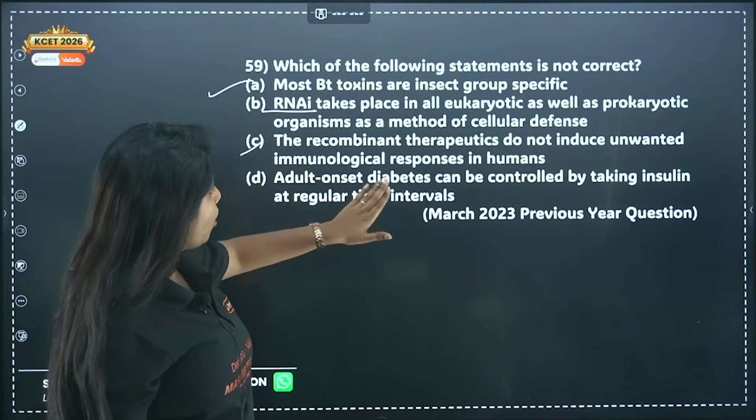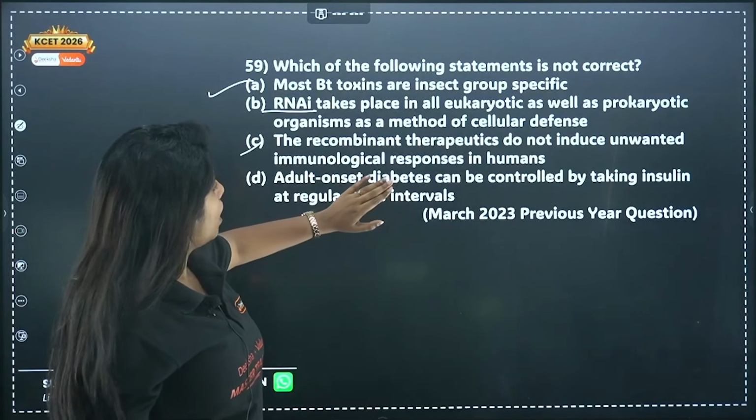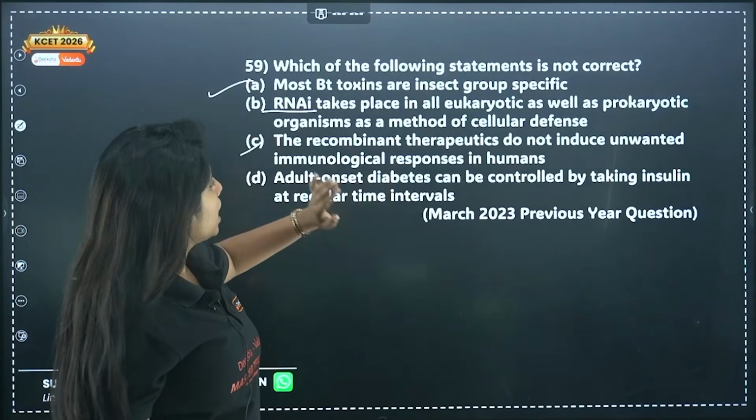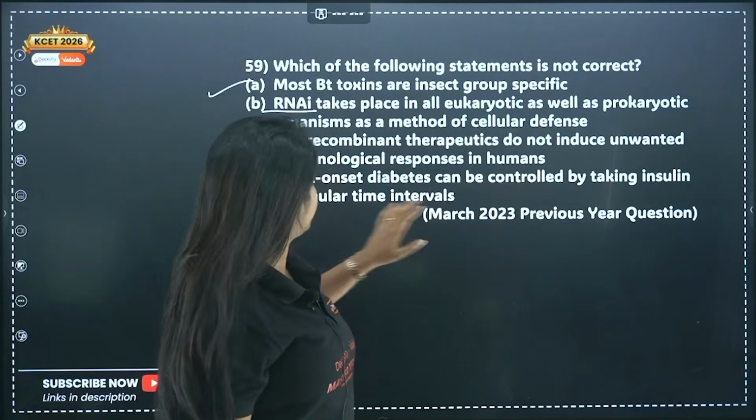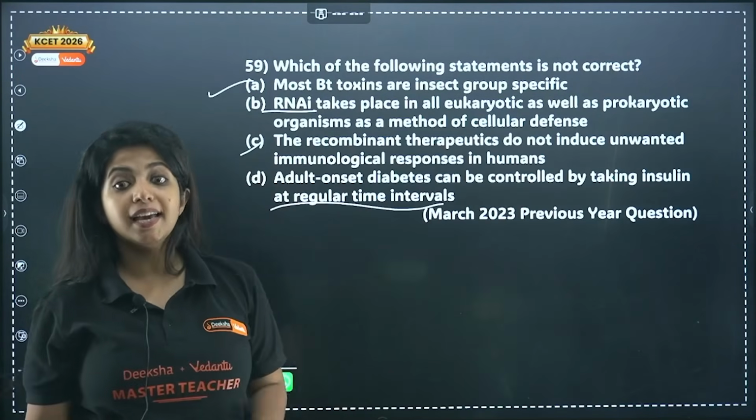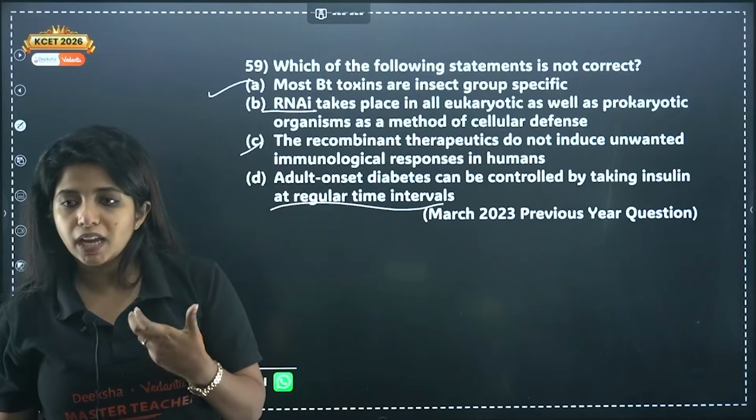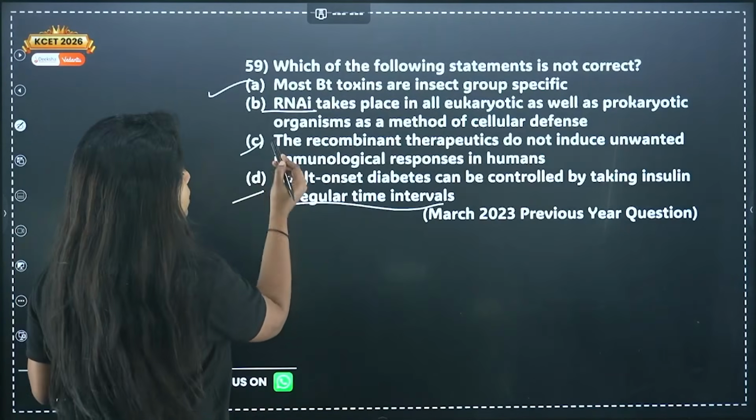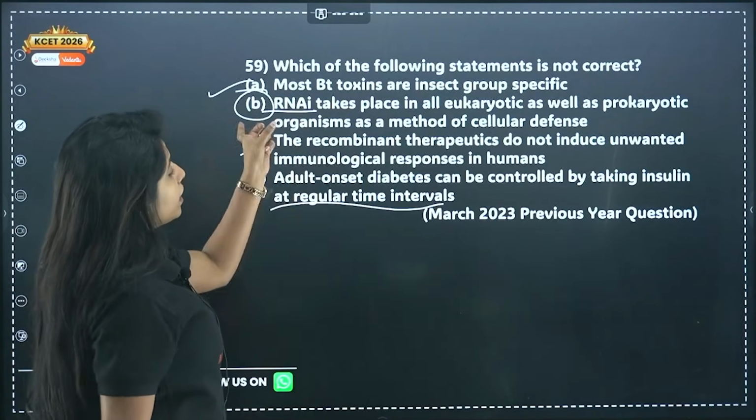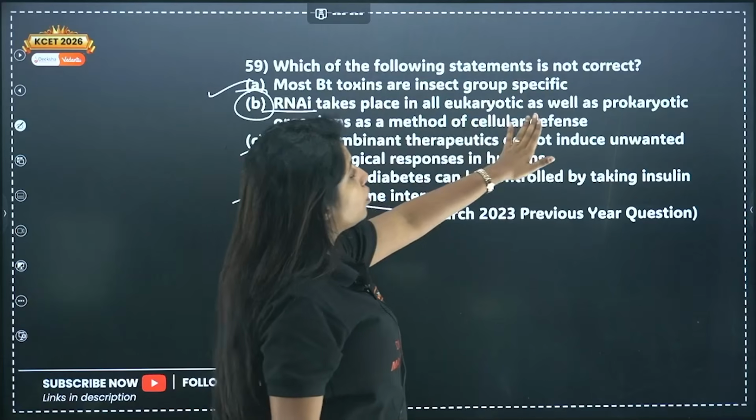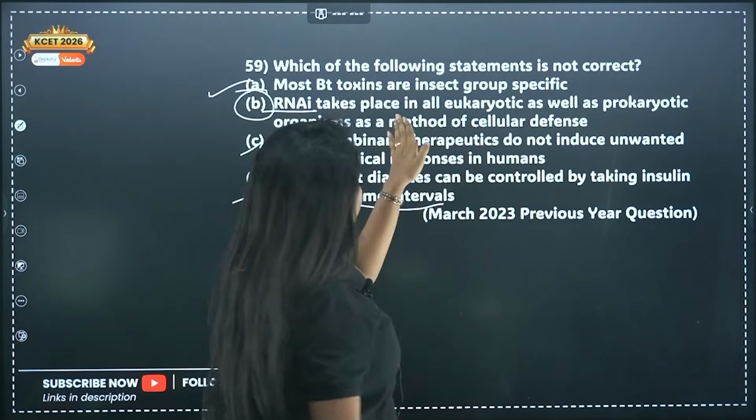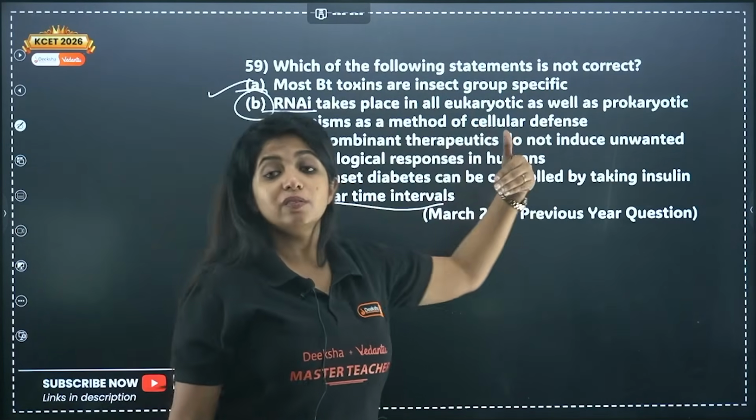Now, adult onset diabetes can be controlled by taking insulin at regular intervals. Yes, insulin's role is to lower the sugar level. That means diabetes can be treated with this. So this is also correct. What is not correct? Probably this: RNA interference takes place in all eukaryotic as well as prokaryotic organisms as a method of cellular defense.